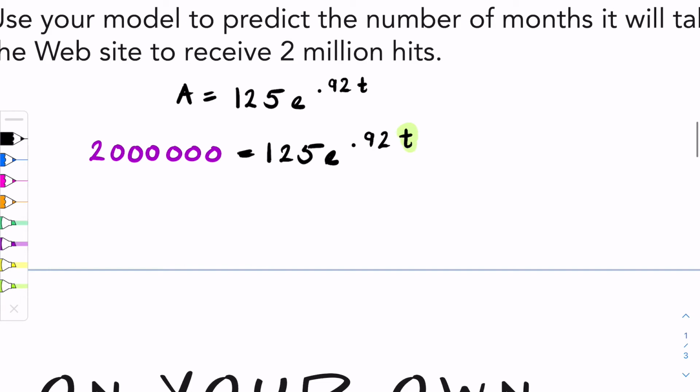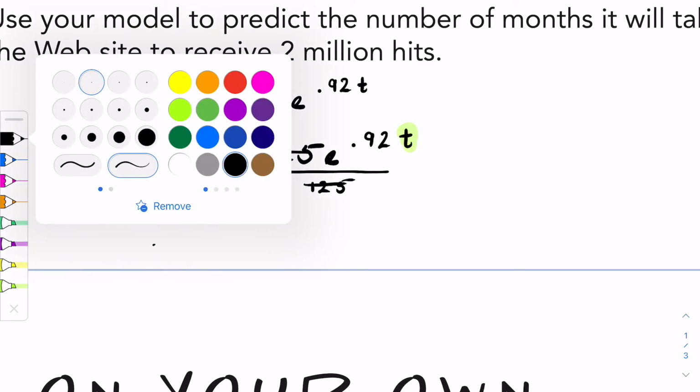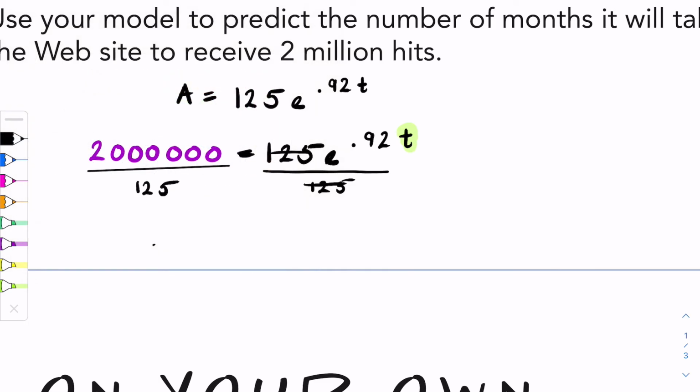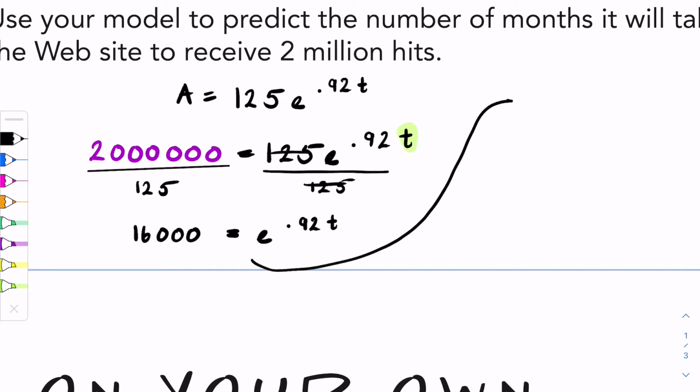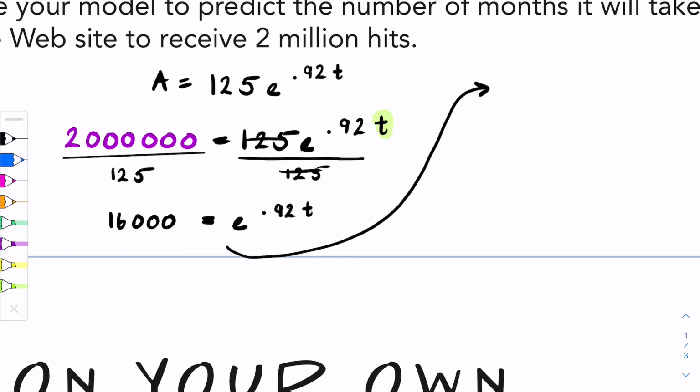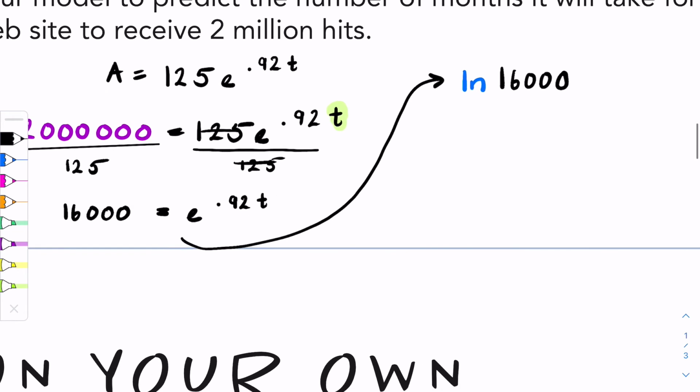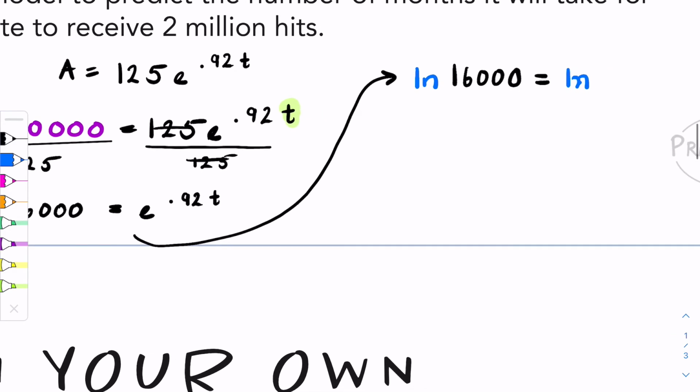So in order to solve for t, the first thing I'm going to do is eliminate 125. I'm dividing both sides by 125. That leaves me with 16,000 is equal to e raised to the power of 0.92 times t. Here's where we're going to use our ln, our natural log. We're going to apply this to both sides. We have ln of 16,000 is equal to ln of e raised to the power of 0.92 times t.